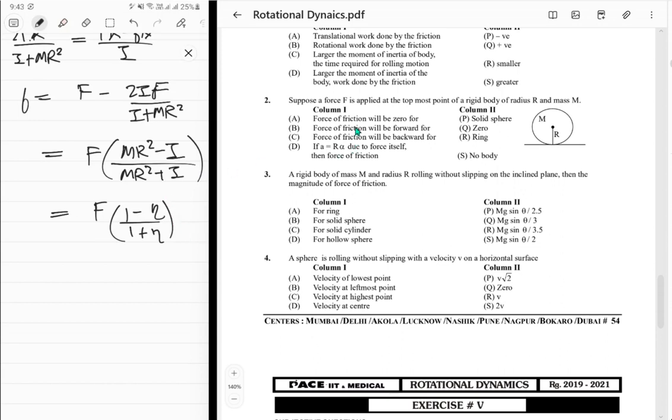Okay, so what we're looking for is, when will this be 0? That will be when eta is equal to 1. So for a ring, this will be 0. The force of friction will be forward. According to the sign convention, the positive direction is the right direction, which is also the forward direction. And they are asking when this quantity will be positive. That is when eta will be less than 1. So for a solid sphere, eta is going to be 2/5, which makes sense. Yes, it's perfect. Ring, so it's going to be P most likely.